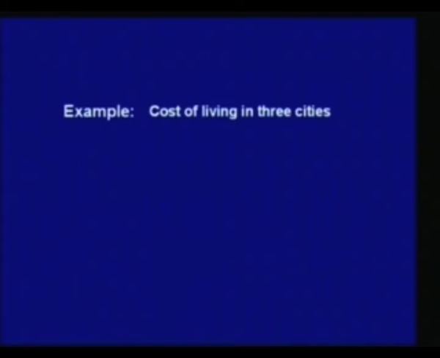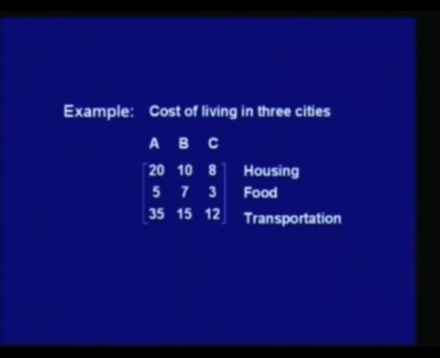In another example, let us say we have data about 3 cities and the living cost. So, we have 3 cities A, B, C, and the housing cost, food cost and transportation cost. This data is arranged in this rectangular form. We say that 20 is the housing cost of city A, 10 is the housing cost in city B, and 8 is the housing cost in city C, while 5 is the food cost in city A, 7 is the food cost of city B, and 3 is the food cost in city C.